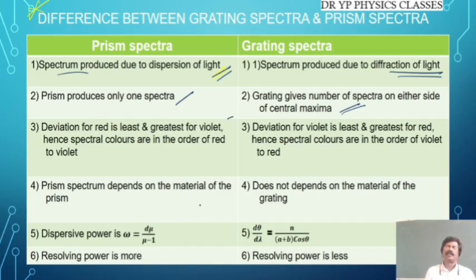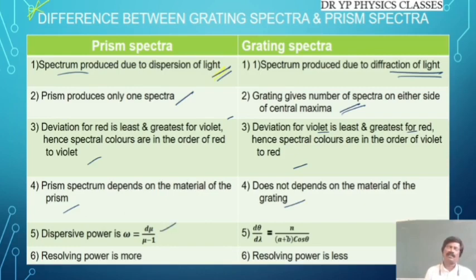In a prism, the deviation of red light is least and greatest for the violet. Here in the grating, the deviation for the violet is least and greatest for the red. Hence the spectral colors are in the order of violet to red in the prism, and red to violet here. The prism spectrum depends on the material of the prism. Here it does not depend on the material of the grating.